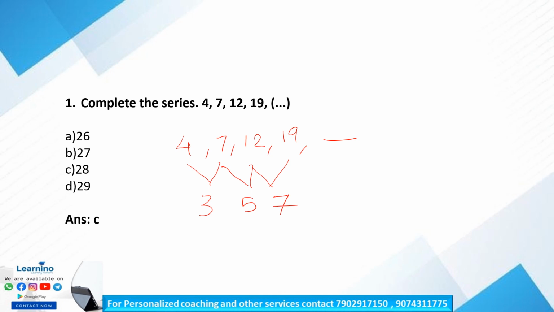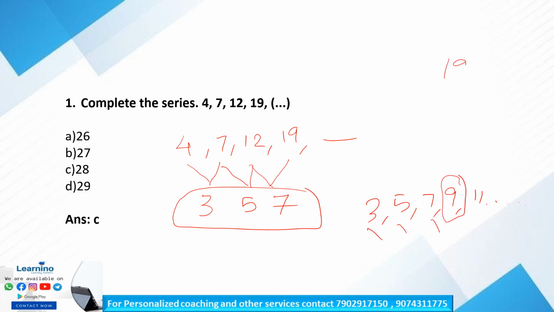12 plus 7 is 19, 7 plus 5 is 12, and 4 plus 3 is 7. So this is the pattern followed here. What is the specification of this pattern? This is an odd series, right? 3, 5, 7 and 9, 11 are the odd number series. So 3, 5, 7. What is the next number? It is 9. So 19 plus 9 will be the next number.